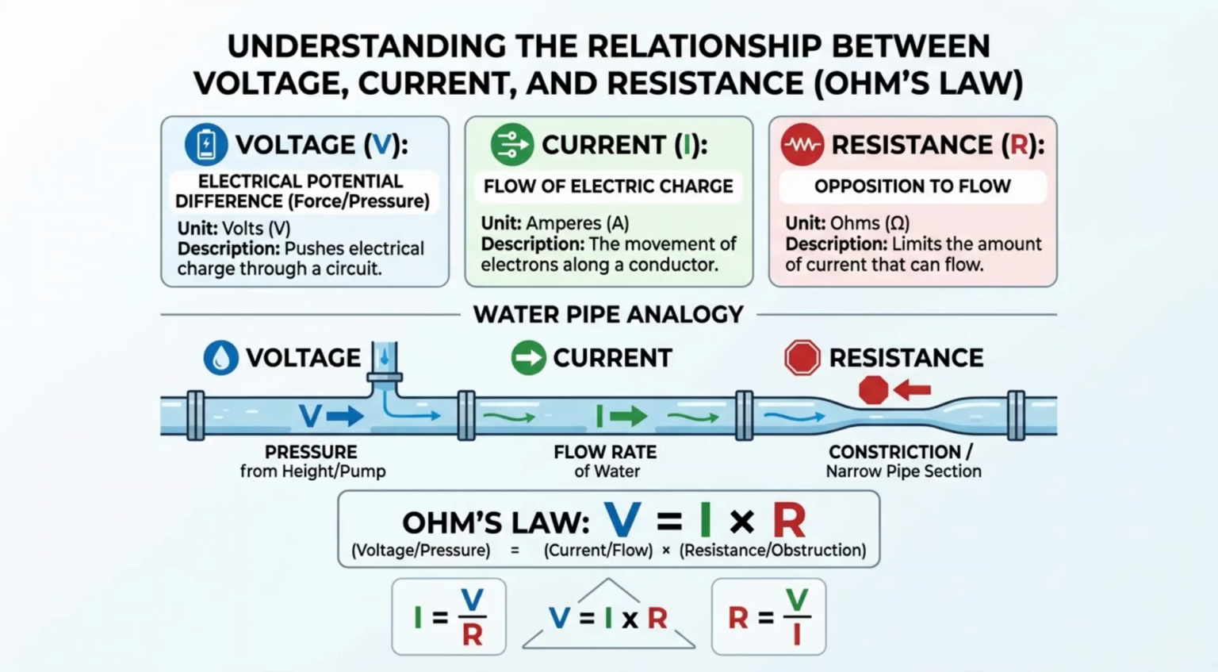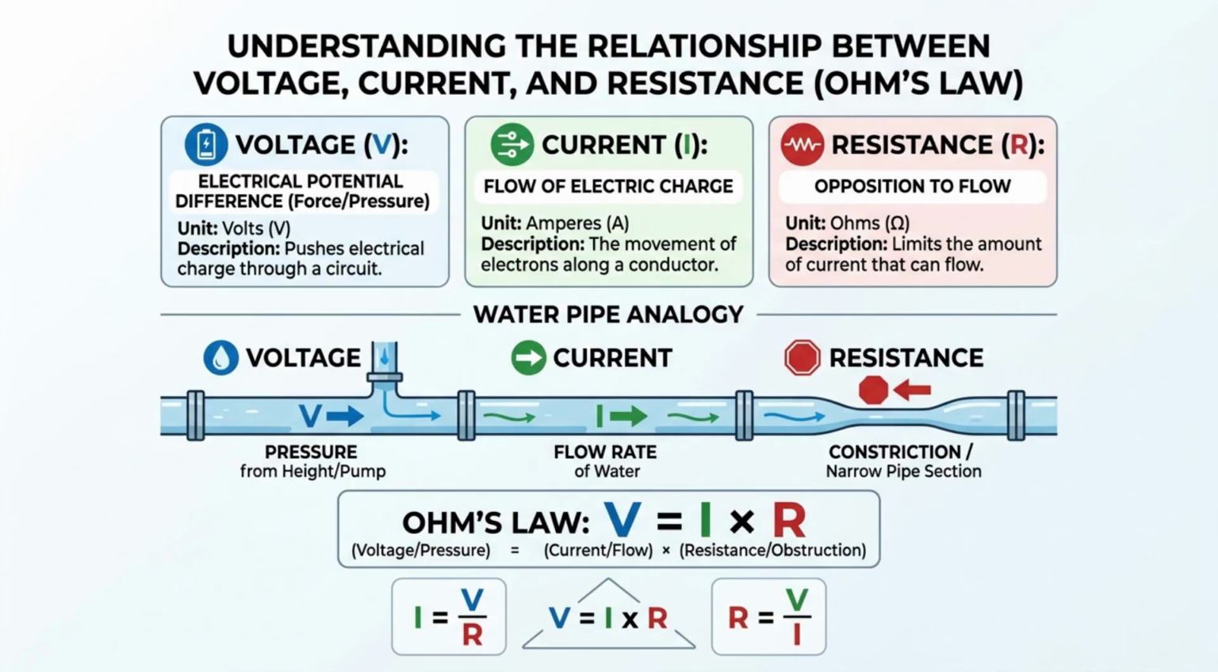Ohm's law describes the relationship between voltage, current, and resistance in an electrical circuit. It is one of the most fundamental laws in electronics and electrical engineering because it connects the three quantities we have already studied. The law states that the current flowing through a conductor is directly proportional to the applied voltage and inversely proportional to the resistance of the conductor. The mathematical expression is V equals IR. In this equation, V represents voltage measured in volts, I represents current measured in amperes, and R represents resistance measured in ohms.